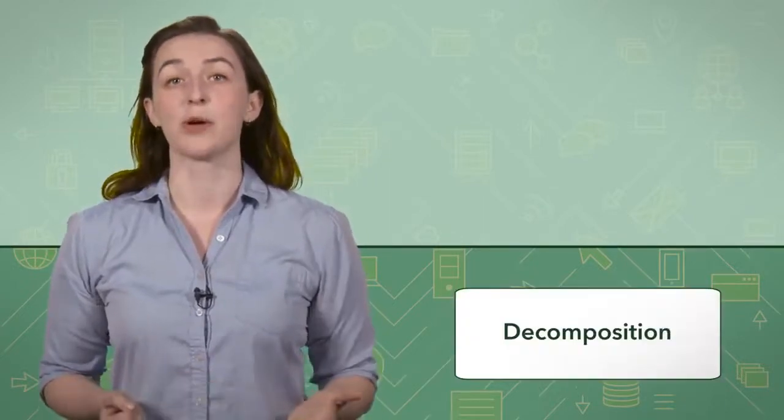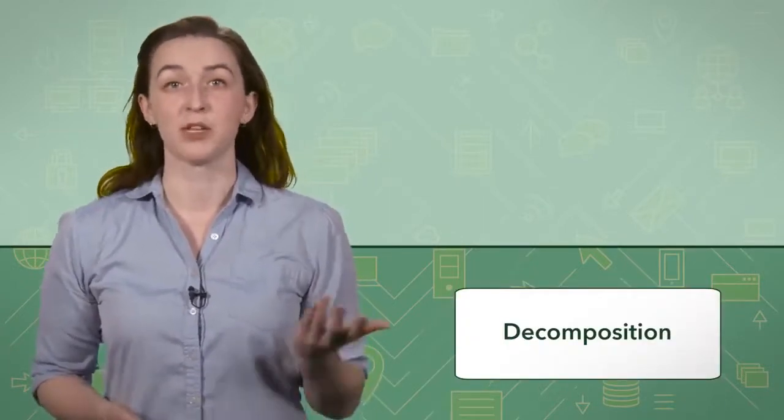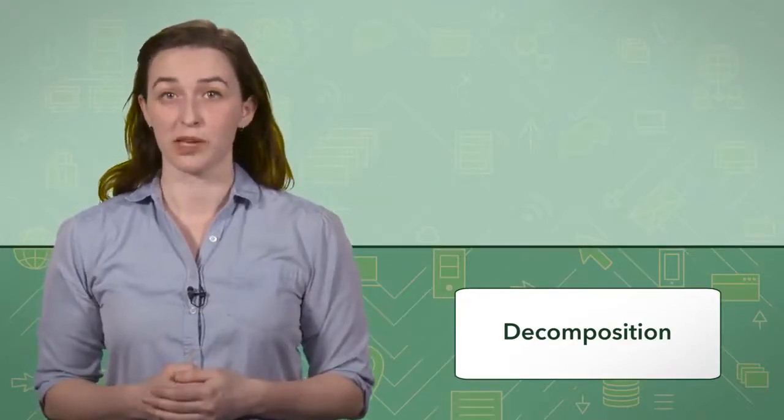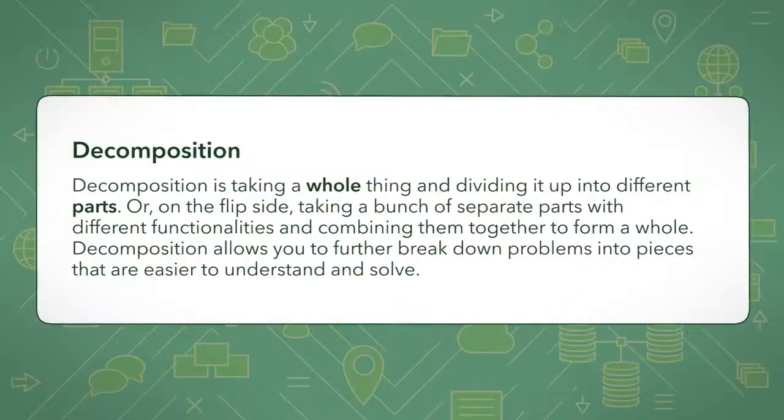As we continue examining the major design principles of object-oriented modeling and programming, you're now going to learn about decomposition. I will explain how decomposition works on its own, but it's important to keep in mind the design principles work well together. Decomposition is taking a whole thing and dividing it up into different parts. Or, on the flip side, taking a bunch of separate parts with different functionalities and combining them together to form a whole. Decomposition allows you to further break down problems into pieces that are easier to understand and solve.